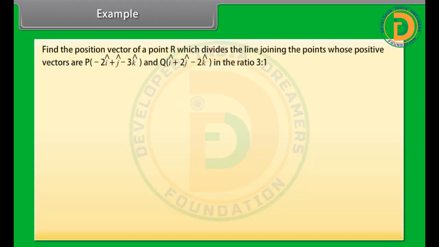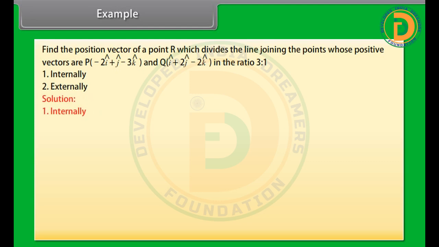Example: find the position vector of a point R which divides the line joining the points whose position vectors are P: minus 2 cap i plus cap j minus 3 cap k and Q: cap i plus 2 cap j minus 2 cap k in the ratio 3:1, 1 internally, 2 externally.